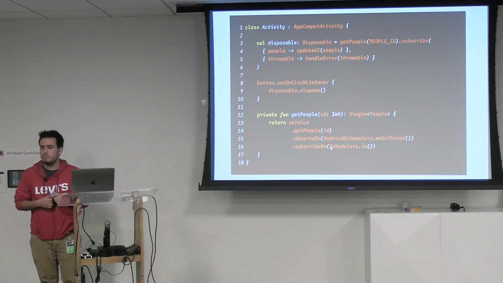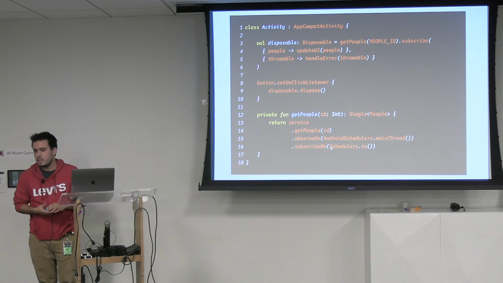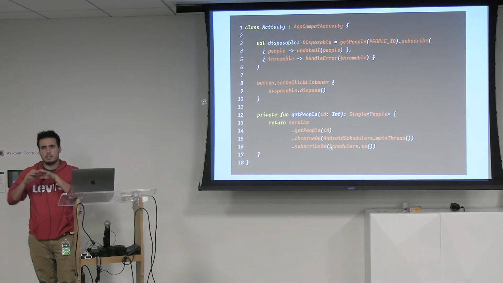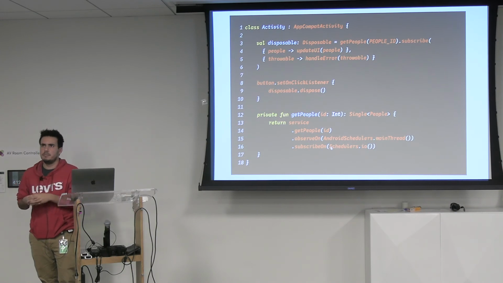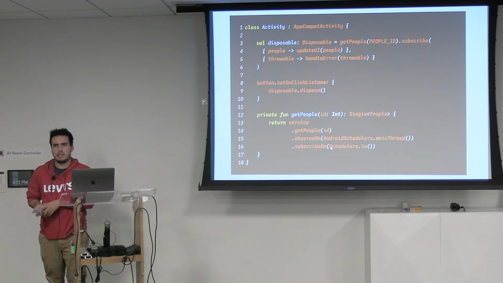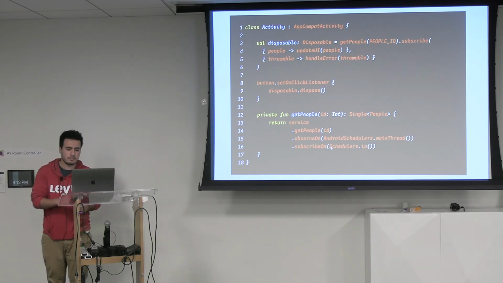So in RxJava, we have disposable objects, and we can just add them to every callback. Well, every subscription has a disposable callback. You add that callback, and then if you want to cancel it, you just click cancel, and that's it. That's how you cancel in RxJava.